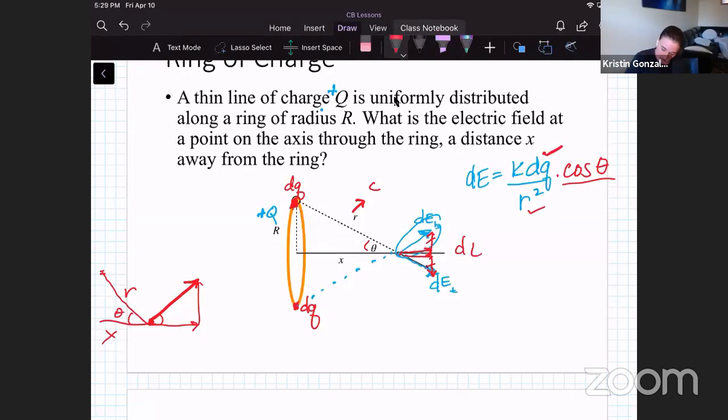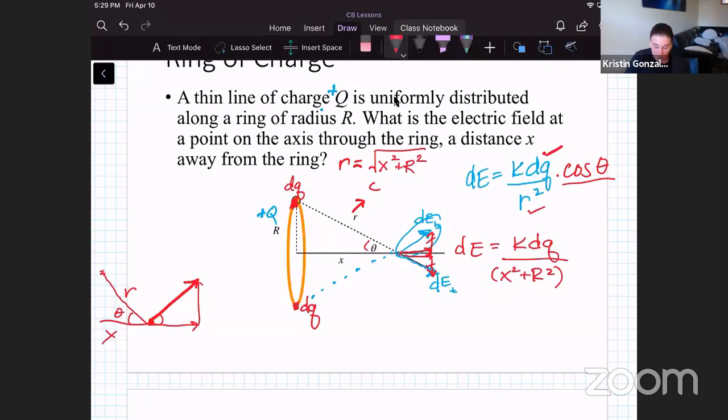So we're going to say this is dE equals k dQ over, we know that r is going to be equal to the square root of x squared plus R squared. And so we know r squared is just going to be x squared plus R squared.